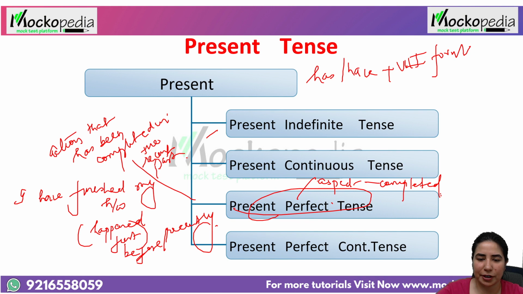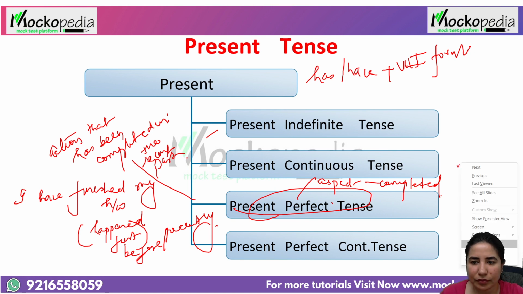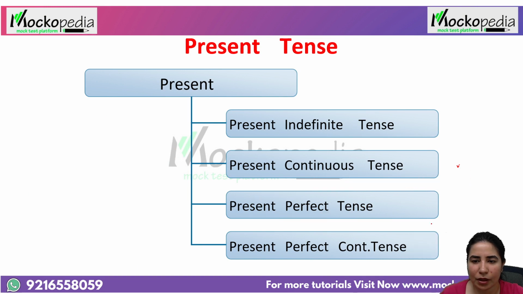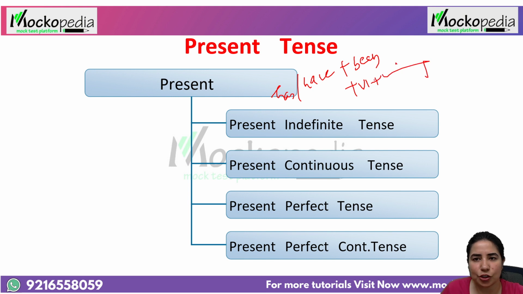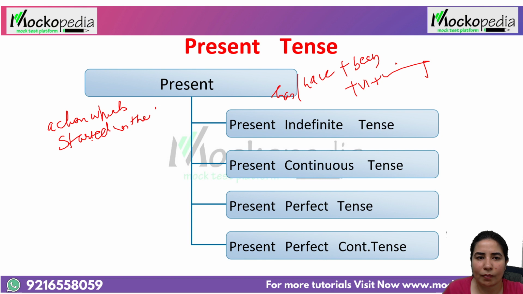So I'm sure we are sorted. Let's further move to the last category, which is present perfect continuous tense. So you use has or have plus been plus verb first form plus ing. This I've already explained to you in detail few minutes back. So where do we use present perfect continuous? Action which started in the past and is still continuing.